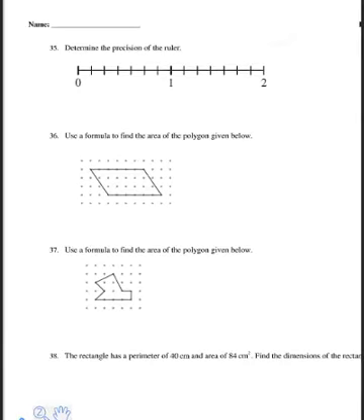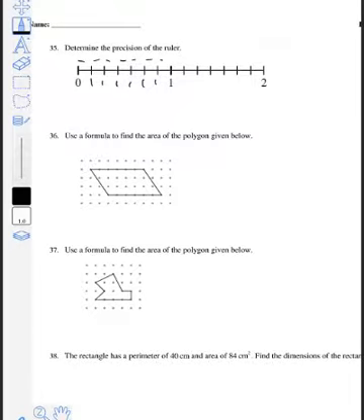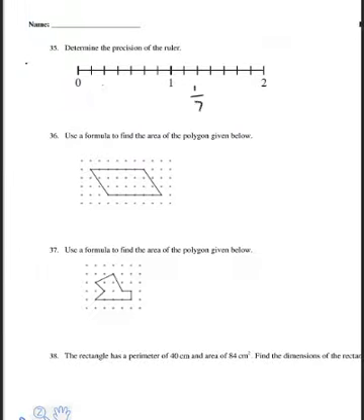Okay, the precision of the ruler, there's 1, 2, 3, 4, 5, 6. So it's broken it up into sevenths, it looks like. There's 1, 2, 3, 4, 5, 6, 7 areas between 0 and 1, 7 equal lengths between 0 and 1. So the precision is 1/7 of an inch. Well, 1/7 of a unit. We don't know that this is in inches, so 1/7 of a unit.